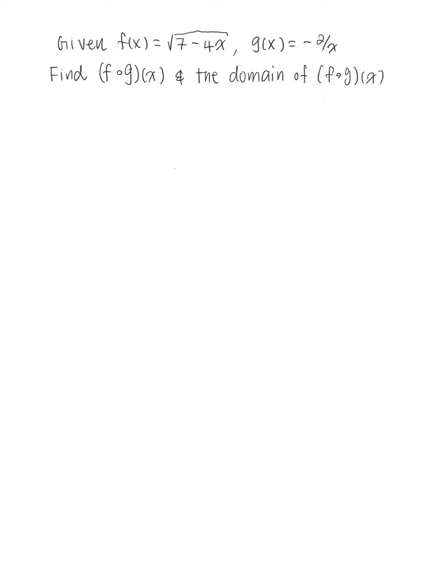Okay, so the question says given f of x equals square root of 7 minus 4x, g of x equals negative 2 over x, find f of g of x and the domain of f of g of x.